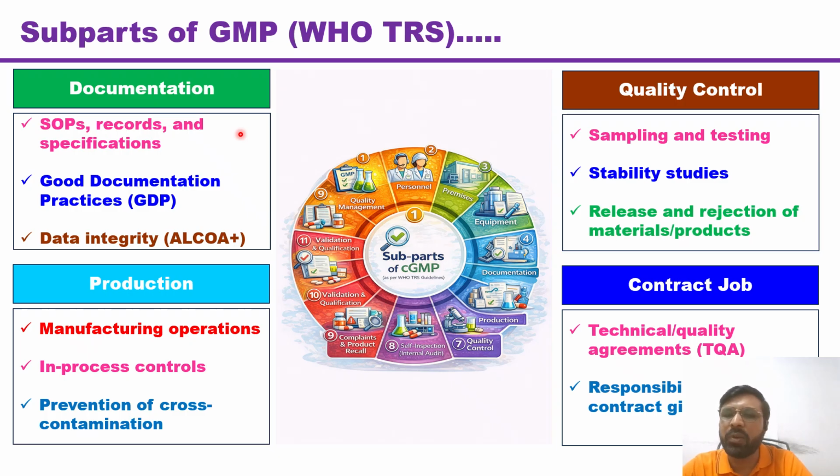The next part is quality control. Under quality control, we have to see sampling and testing, stability studies, and release and rejection of material products. Sampling and testing: sampling is very important. We have to sample when the raw materials and packaging materials are coming, and after satisfactory testing, we have to release the raw material and packaging material for further use.